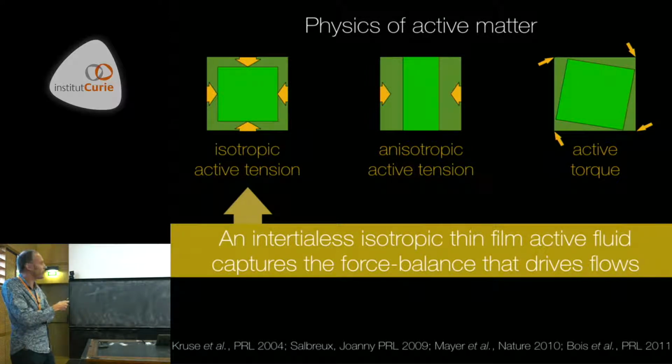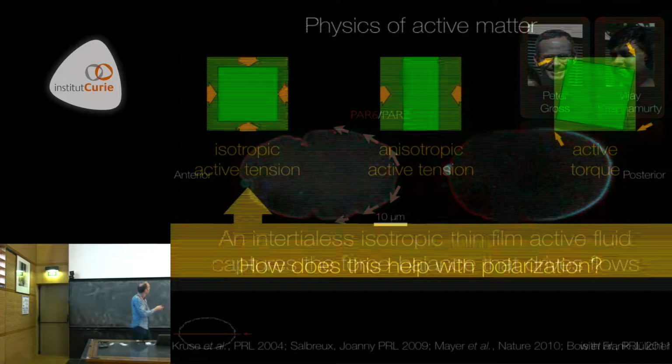Okay, but for the next half hour and plus, we want to really stick to the most simple picture and really not so much worry about details of the mechanics here, but really ask the question: how does this active fluid layer couple to the PAR system, to the chemistry, to establish the right pattern at the right time? Okay. So for the purpose of the mechanics, how we're treating the cortical layer now is an inertialess, isotropic thin film active fluid, and we've spent a lot of time convincing ourselves that this captures the force balance that drives flows to some degree.